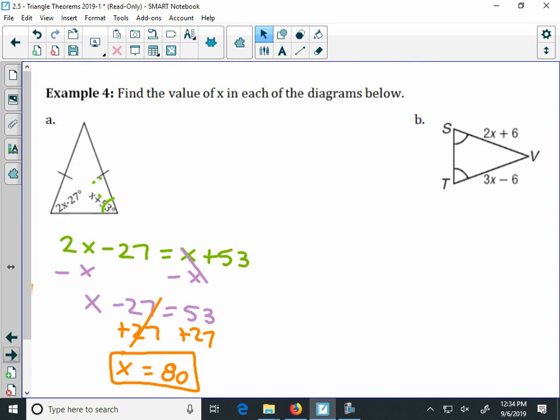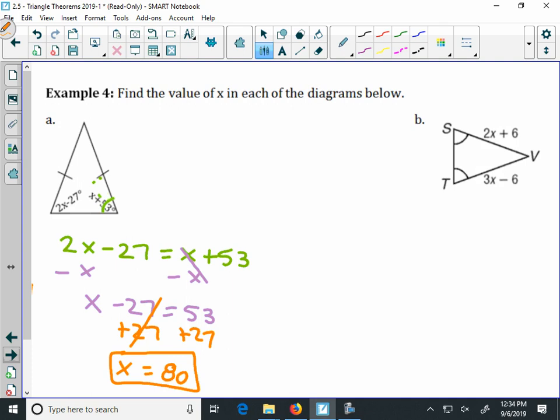Questions over that? So sometimes with isosceles triangles, you just have to recognize that those angles are congruent and set them equal. What about B? This time around, what were we given? Were we given sides or angles? Sides. Do sides of a triangle add up to 180 degrees? No. Only angles, not the sides. Sides can be different. Okay? The perimeter of all triangles is not 180, just the angles.